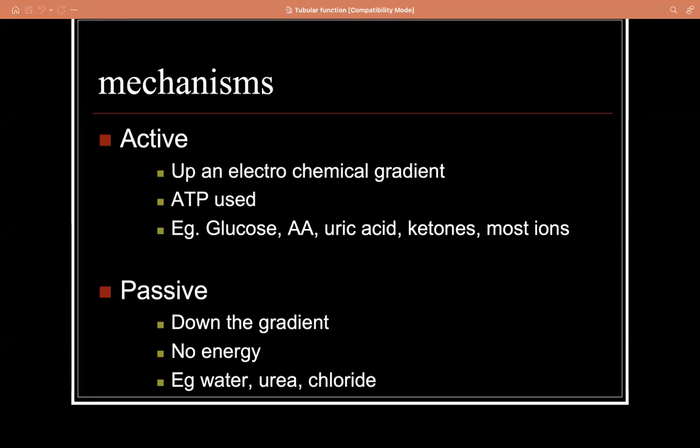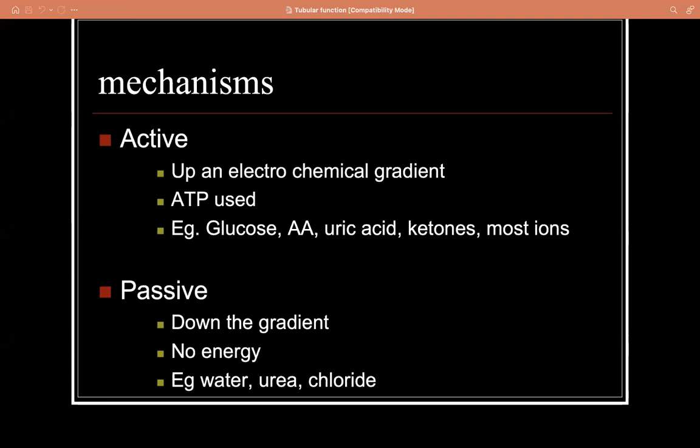Active, ATP is used. And therefore, when you use ATP, you can move things against their electrochemical gradient. So we know usually diffusion, osmosis, things move from a region of high to a region of low concentration. But when you're using ATP, you can force something to even move from a region of low concentration to a region of high concentration. It's already concentrated, but you're still moving more into it. That's what ATP does. It moves things against the concentration gradient.